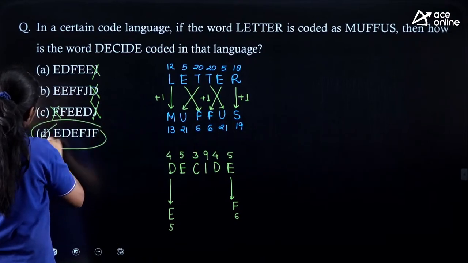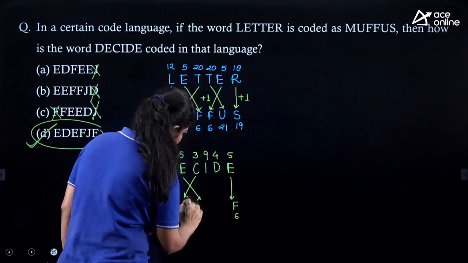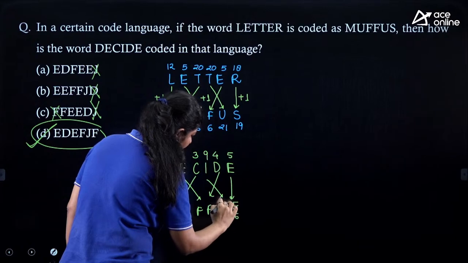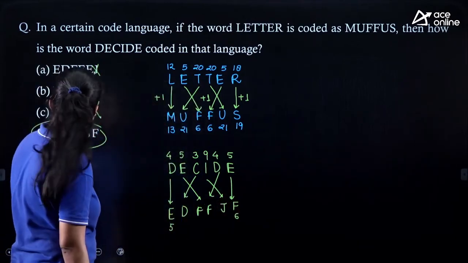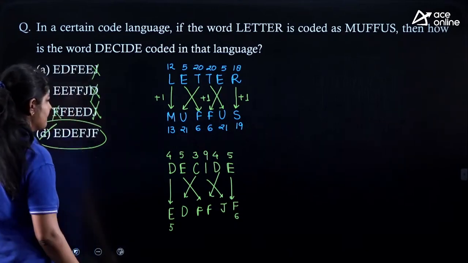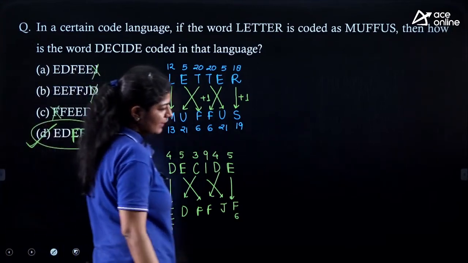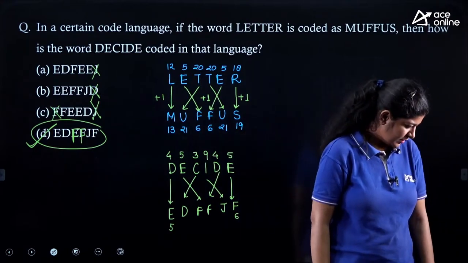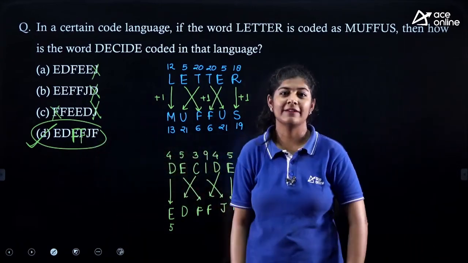That means option number D is the correct one, but I just need to check it. So here plus 1, that means D, F, F, J. Okay, I guess there's some error over here. It should be double F, right? It should be double F in the last one. Very good mark, very good Shiva, but there's some correction in option number D. It should be double F, right?